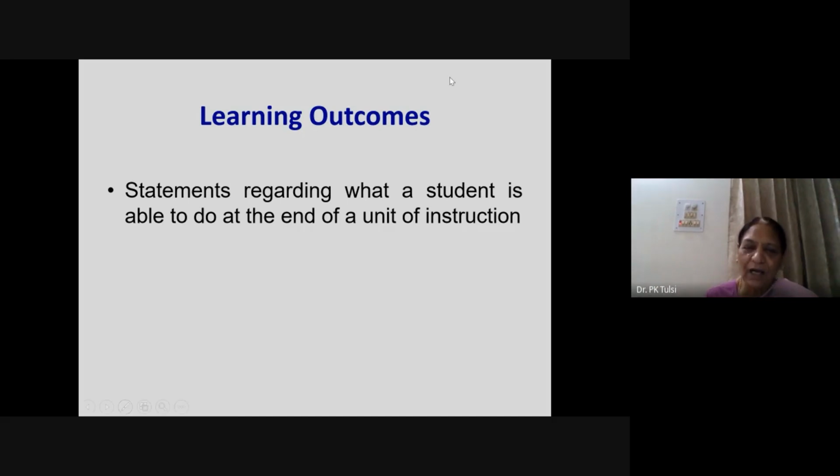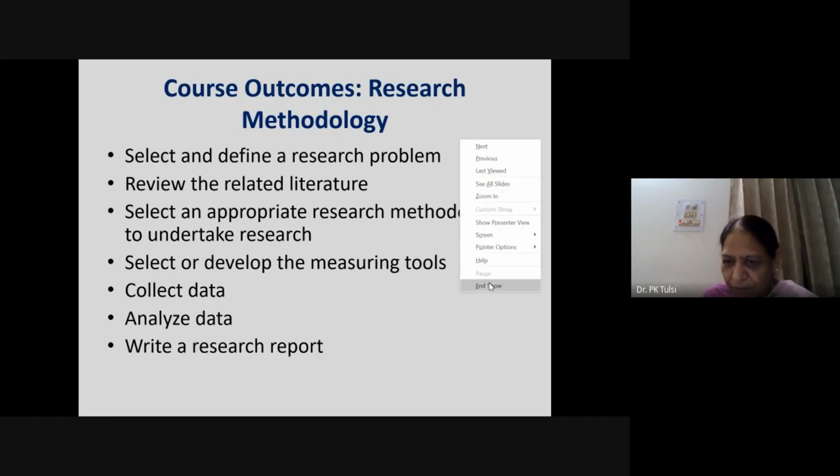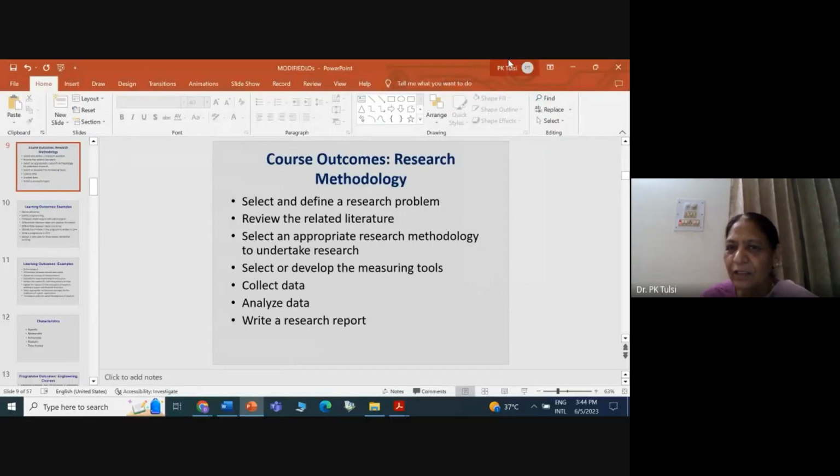So these are some of the benefits of writing learning outcomes.